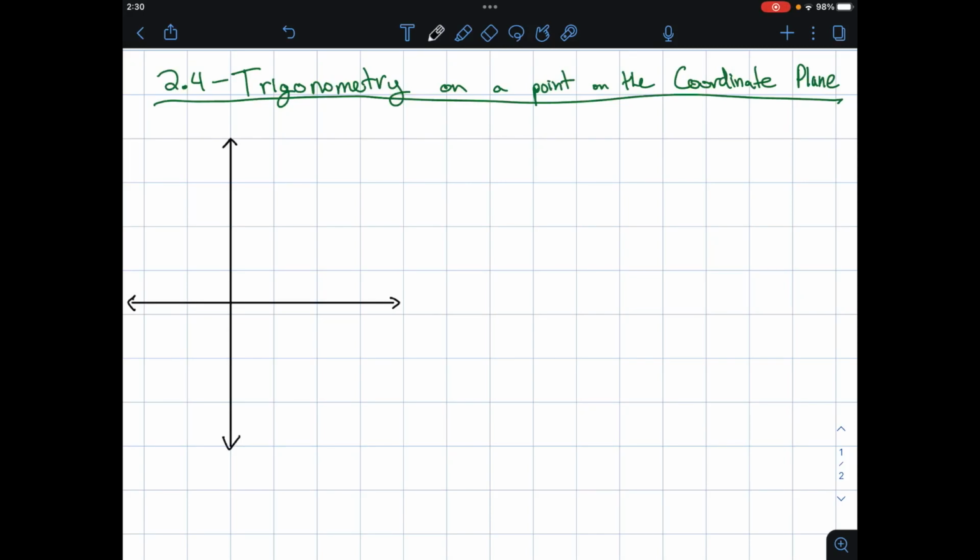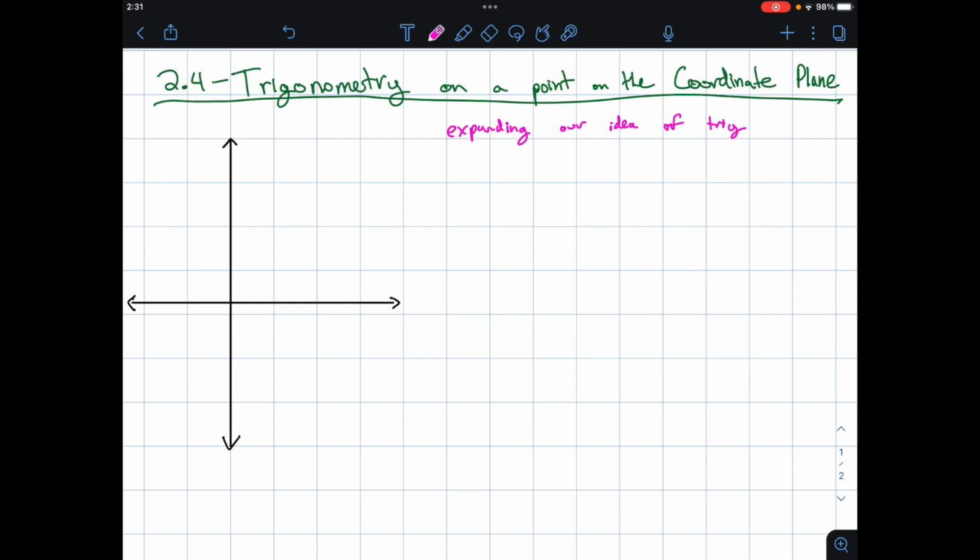Lesson 2.4, we're going to do trigonometry on a point on the coordinate plane. So we're going to be expanding our use of trigonometry to be not only with the geometric trigonometry of right triangles, but we're going to start to bring that to the coordinate plane so that we can build this system that's going to be really powerful. So we're expanding our idea of trig, and we're bringing it to this coordinate plane.